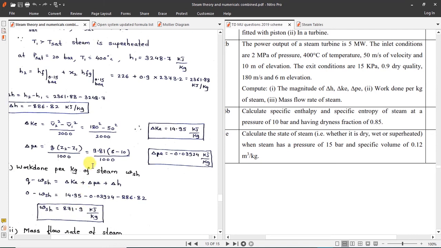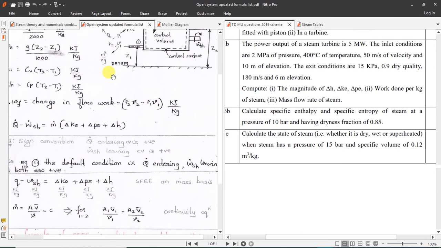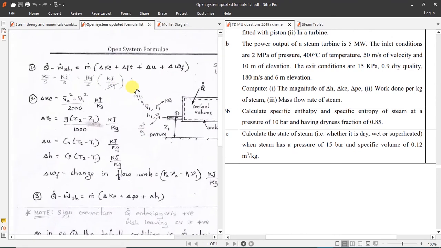Now the next question is: mass flow rate of steam. To calculate this there are two methods. The first method is a formula like this: Q dot minus W dot shaft equal to M dot times change in kinetic plus change in potential plus change in enthalpy. We know change in kinetic, change in potential, change in enthalpy. Q dot is 0. W dot is given as 5 megawatt, so you can use 5 into 10 raised to 3 kilowatt. You will get M dot.